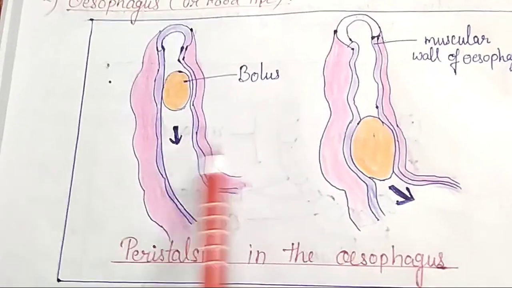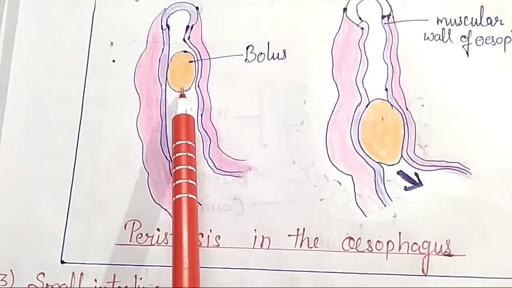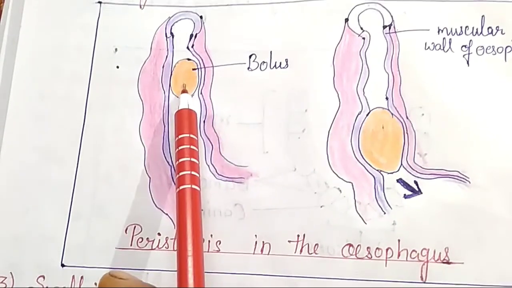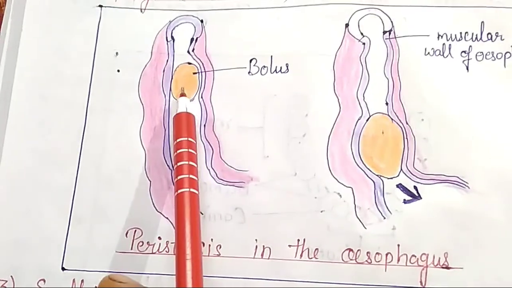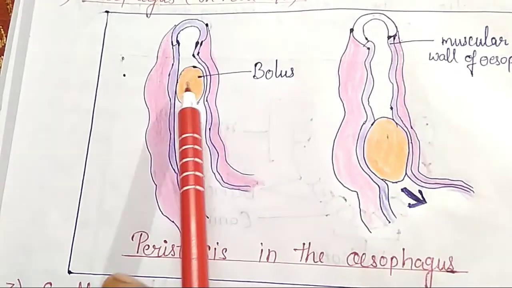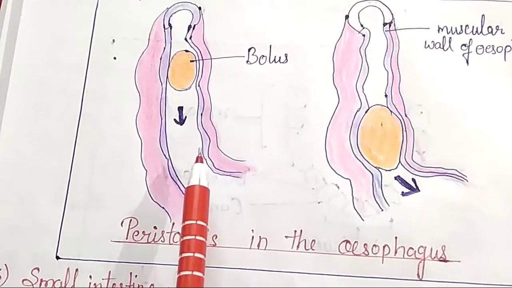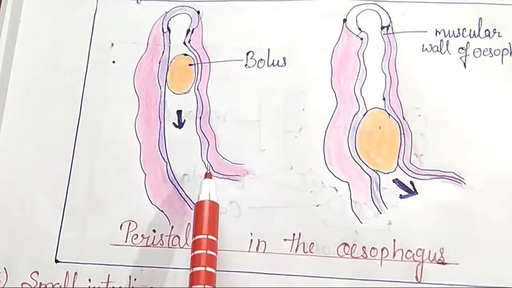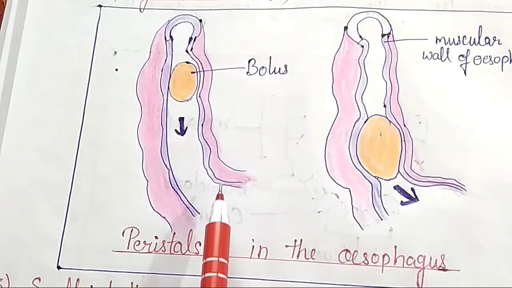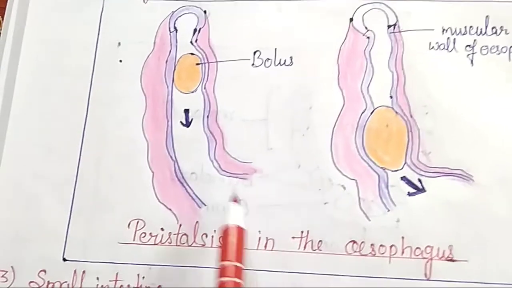This is the diagram of the esophagus. Now see, this is the bolus. This is the food that is totally mixed with the saliva, and it is easy to travel in this esophagus. The swallowed food travels to the stomach because of a wave-like motion in the walls of the esophagus called peristalsis.